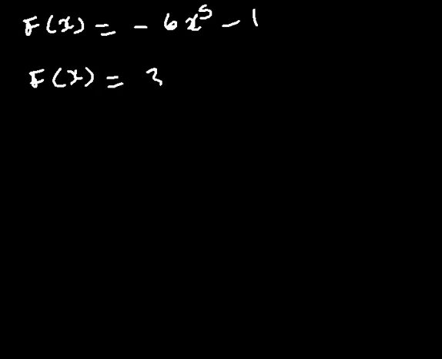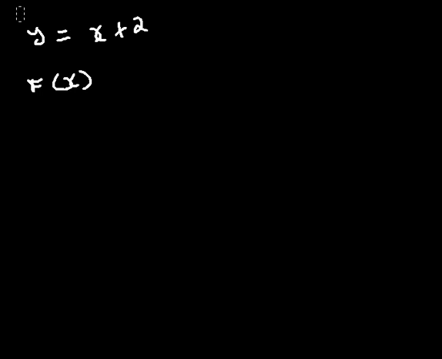That is, let's say f of x is equal to negative 6x to the power 5 minus 1. And let's say f of x is equal to 3m squared plus 7m. Those are examples of univariable functions. And we can also have y equal to x plus 2, much as y is the same as f of x. So keep that in mind.